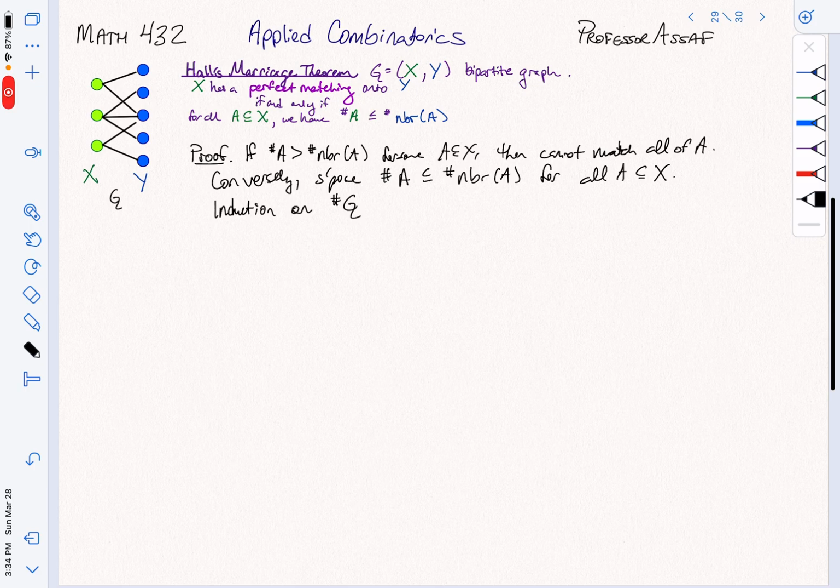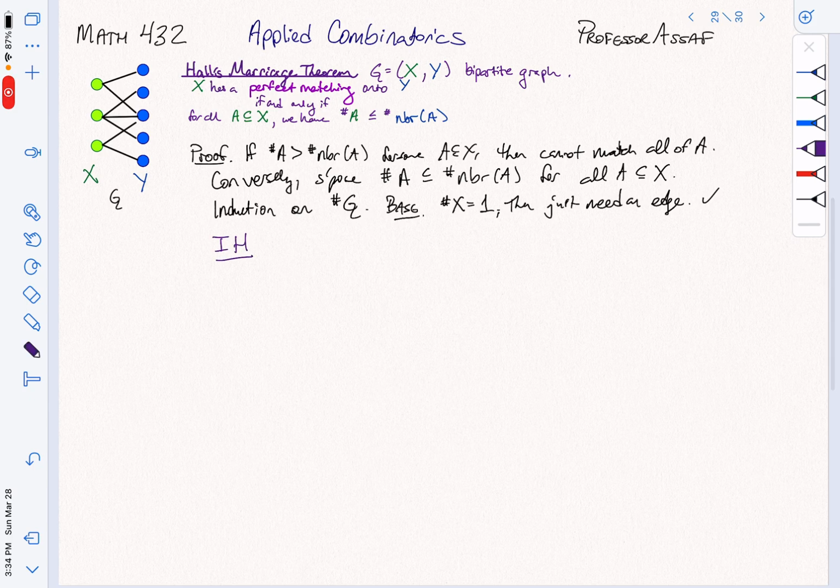Okay, so we need a base case. What's the base case? Well, if the size of X equals 1, then we just need an edge, which of course we have because it has to have at least one neighbor, right? So we're good there. So what's our inductive hypothesis?